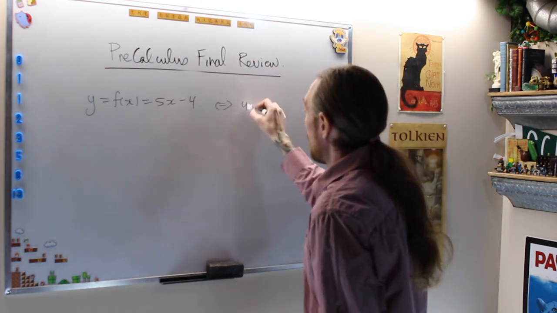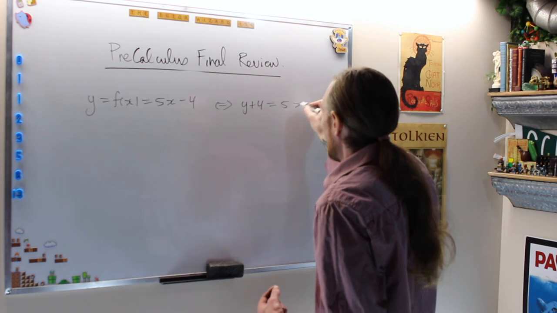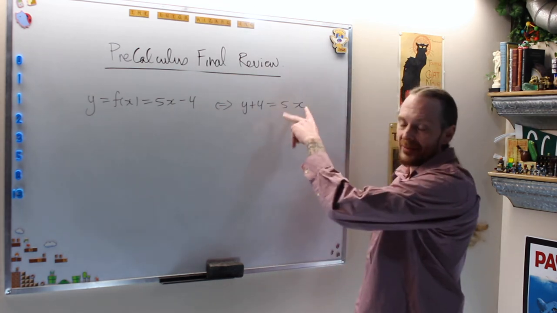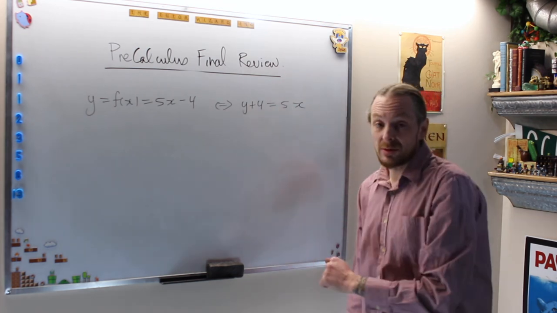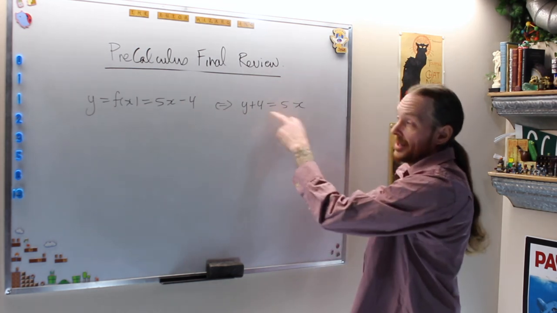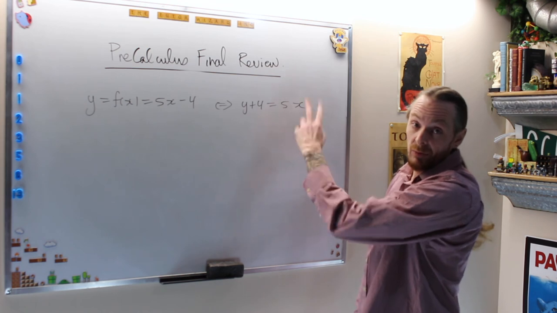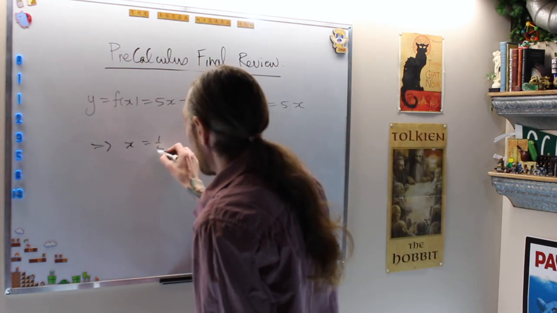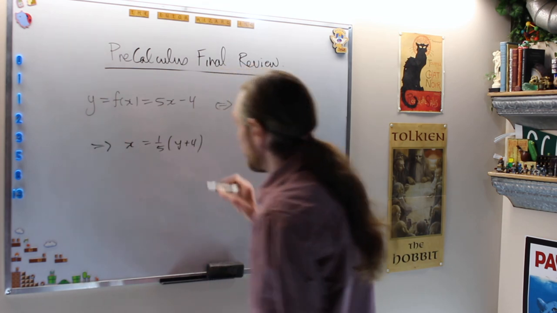This gives me y plus 4 equals 5x. Notice it's the same algebraic operations to create the inverse algebraically as it was to show it was one-to-one. First we added 4 to both sides. Now we're going to divide by 5 or multiply by 1 fifth. And this tells me that x is equal to 1 fifth times y plus 4.